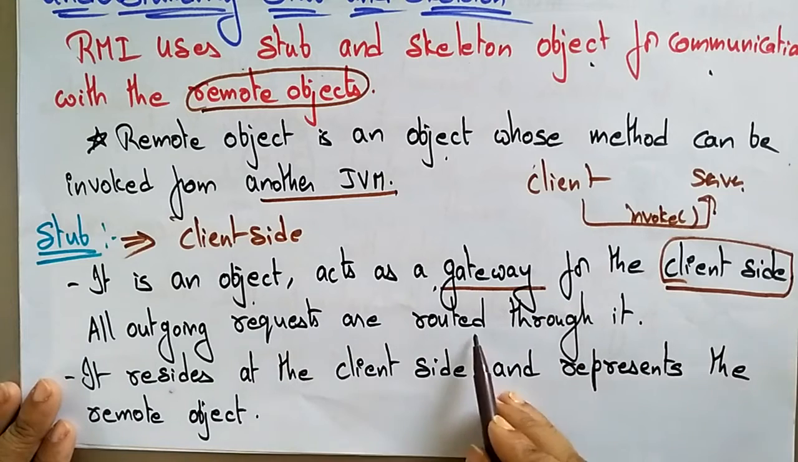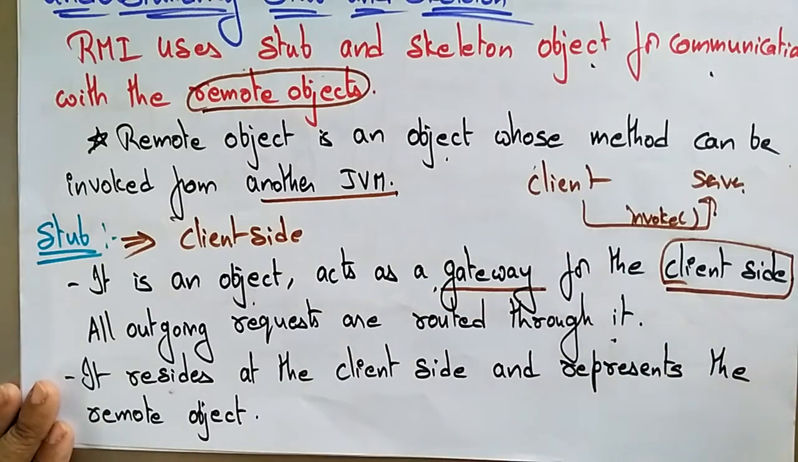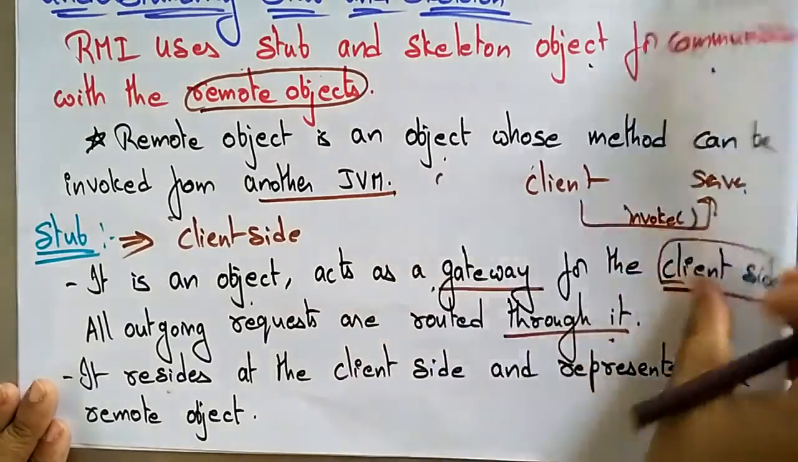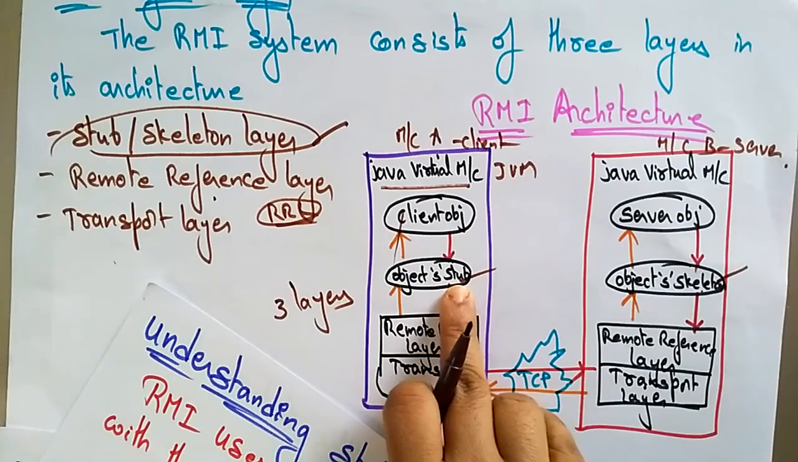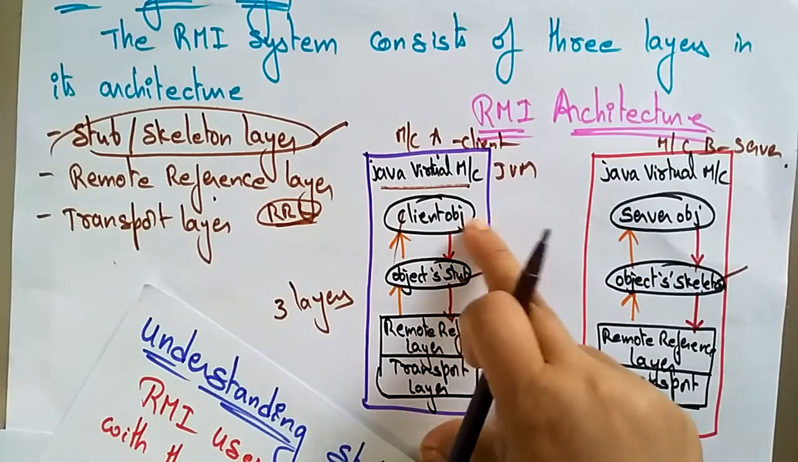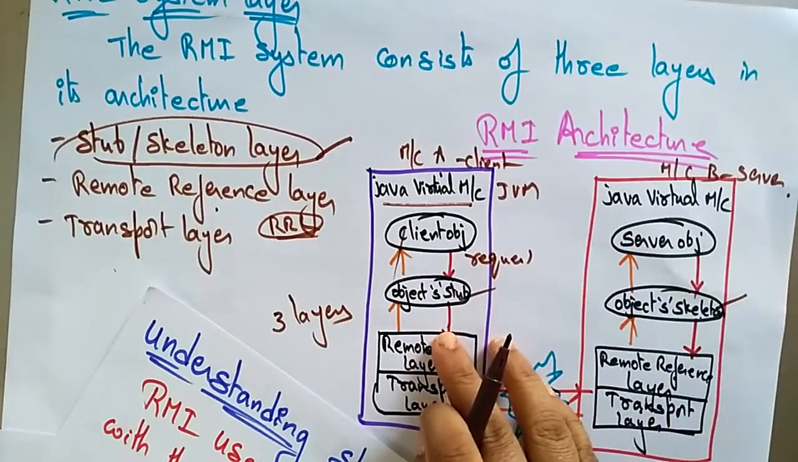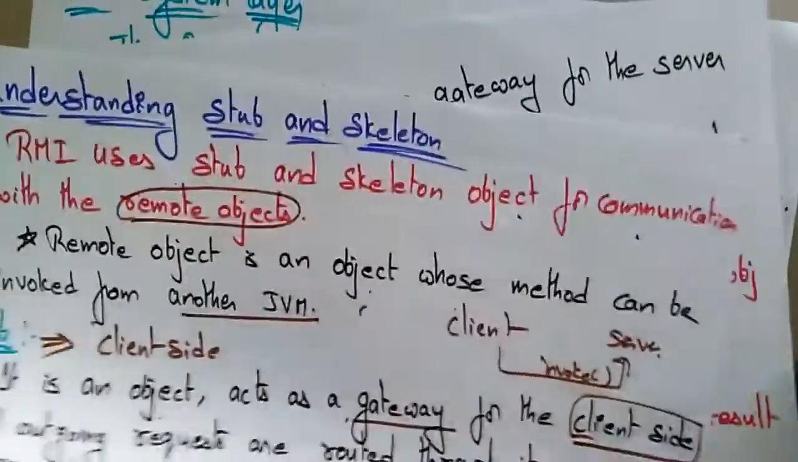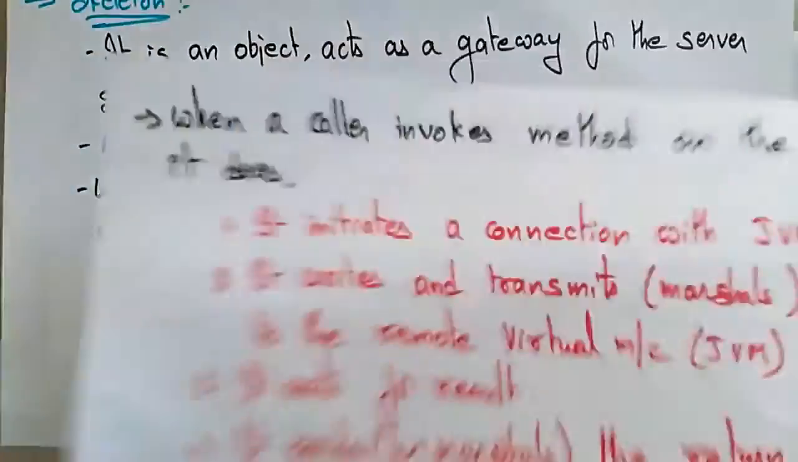All outgoing requests are routed through it. So if you want to send a message to the server or to the other machine, the outgoing requests are routed through the stub only. Okay, you have already seen in that architecture, the client object, all outgoing requests are going through the stub. From there it goes to the remote reference layer. So it resides at the client side and represents the remote objects.